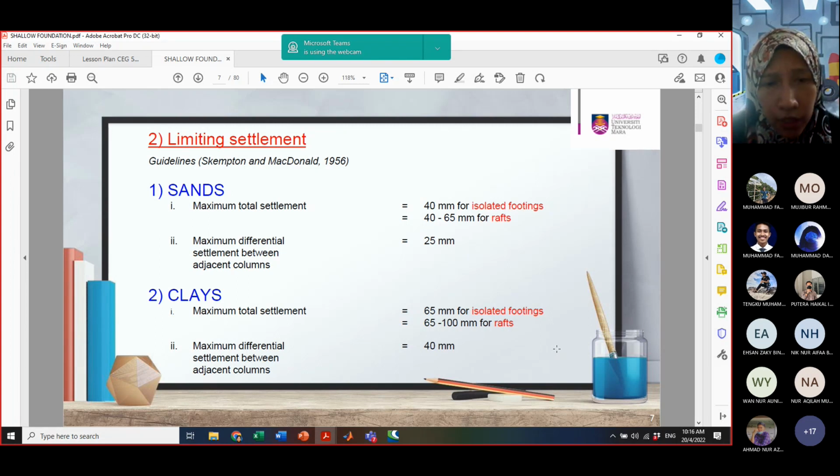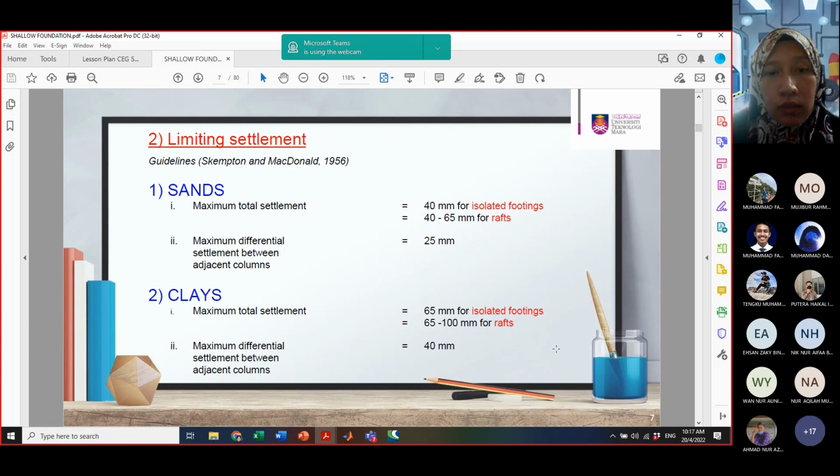Whereby we have clay for the maximum total settlement with 65 millimeter for isolated footings, and the maximum differential settlement between adjacent columns is 40 millimeter. So the good thing about this one is that it can also have the same meaning as the factor of safety. If you calculate the settlement and it is within the values stated here, you can say that the factor of safety meets the standard of requirement.